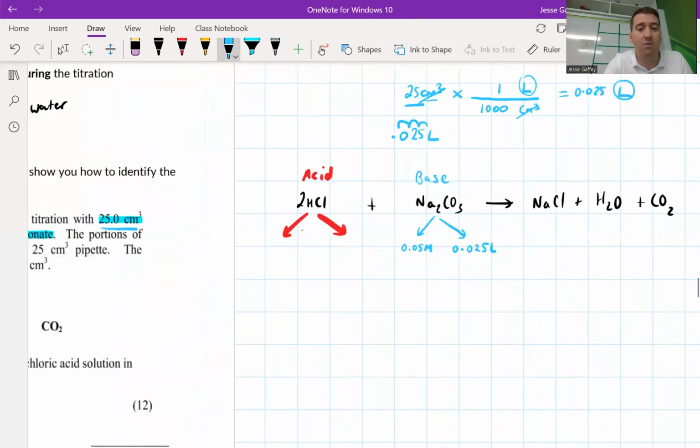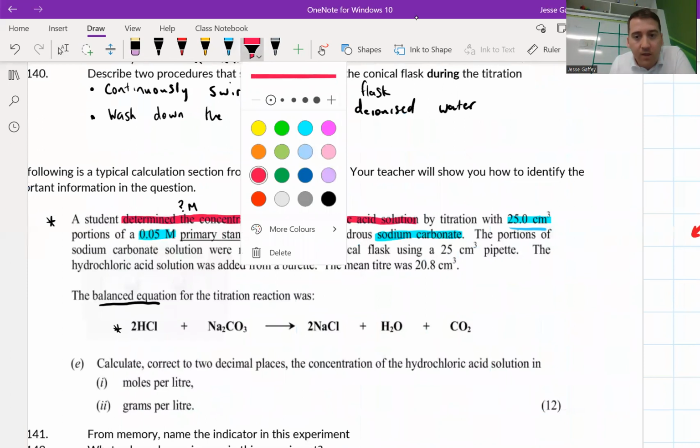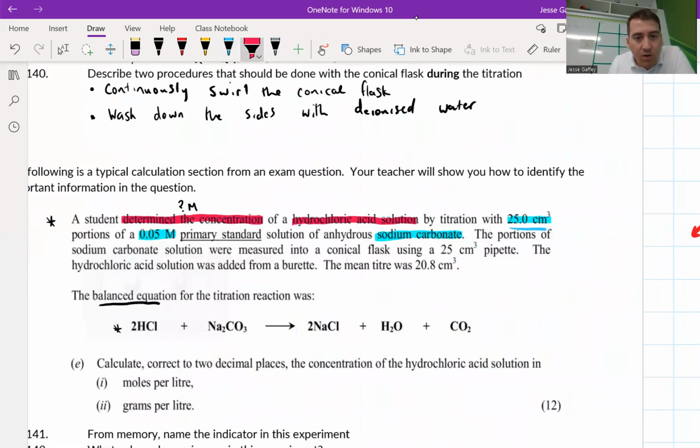All right, let's find out more about the acid because we don't know much about that yet. Reading carefully, so I'm switching back to my red highlighter here. It says the portions of sodium carbonate solution were measured into the conical flask using a 25 centimeter cube pipette. Okay, that's not really that important for this. That's just saying how it was measured. We know we were using 25 centimeter cube portions here. It's just telling us we did it with a pipette.